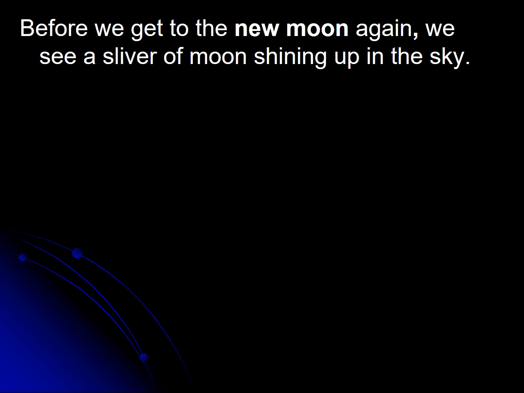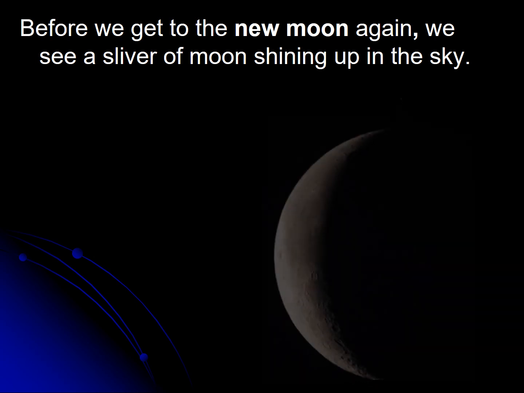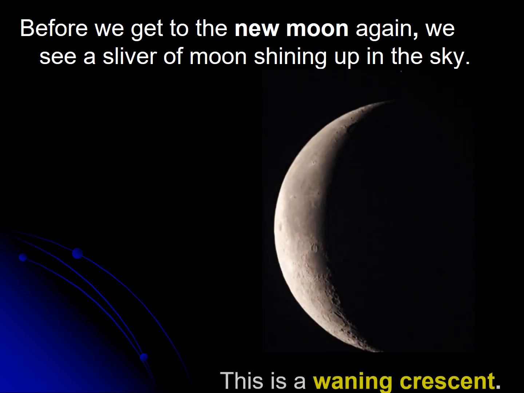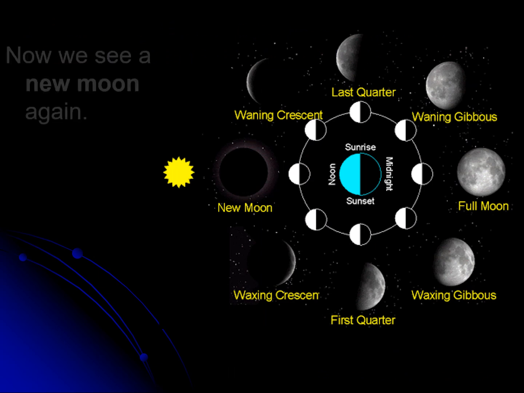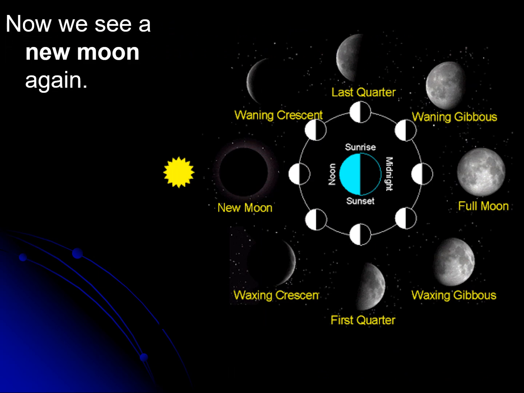Before we get to the new moon again, we see a sliver of the moon shining up in the sky. This is a waning crescent. And then we're back to the full cycle. So we see a new moon again.